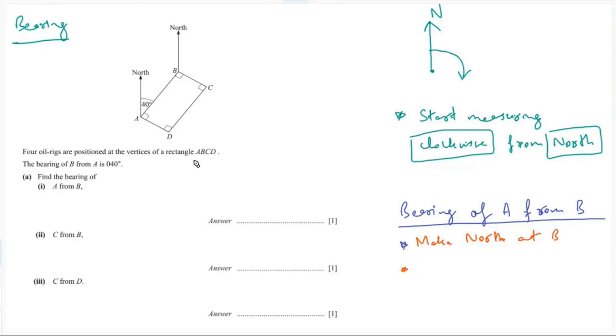And then you find the angle from that north to the line joining A and B. That's always the process that you follow for this.